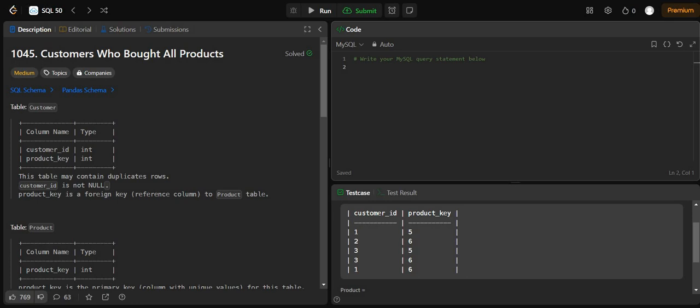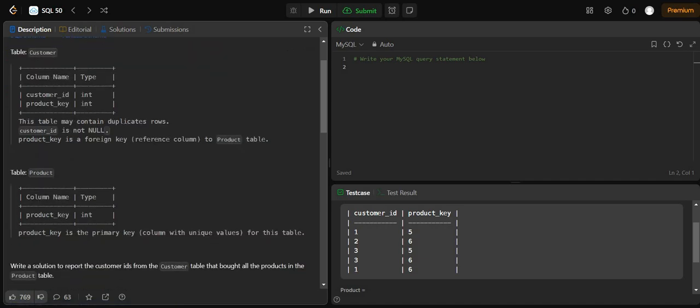So in our SQL series of solving LeetCode questions, I'm back with another brand new question, customers who bought all products. Okay, so let's start with the question. Here we have a customer table, and this customer table contains two columns, customer ID and product key.